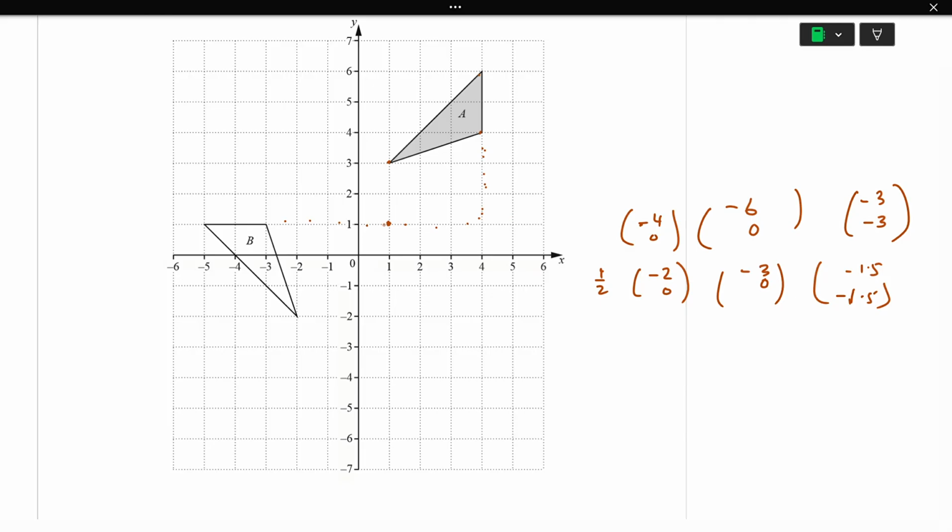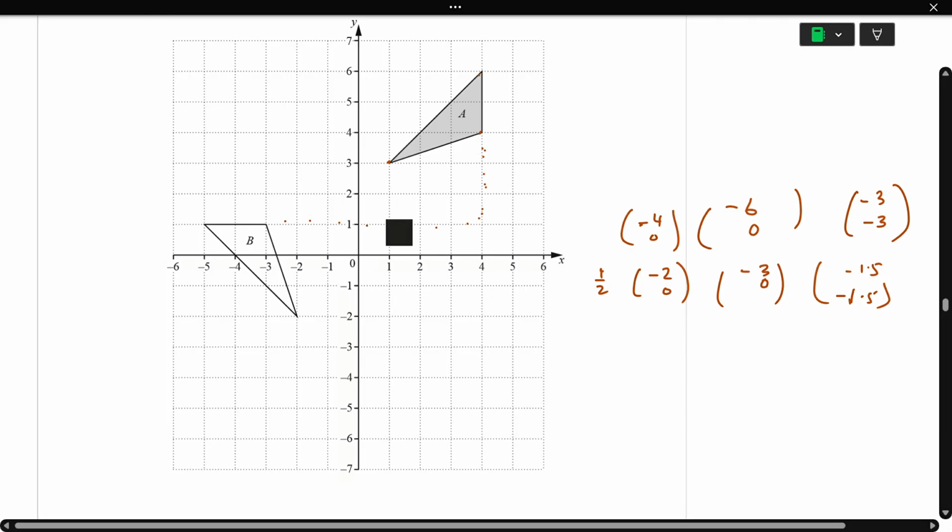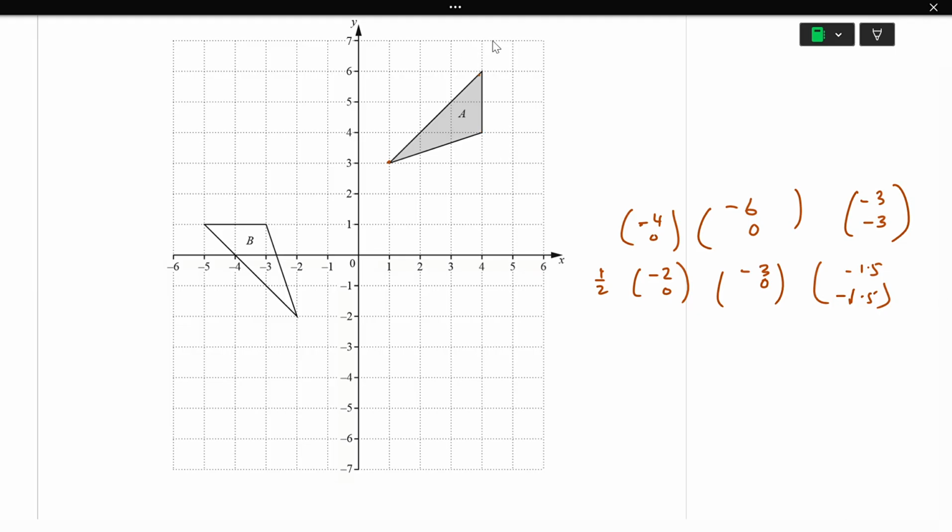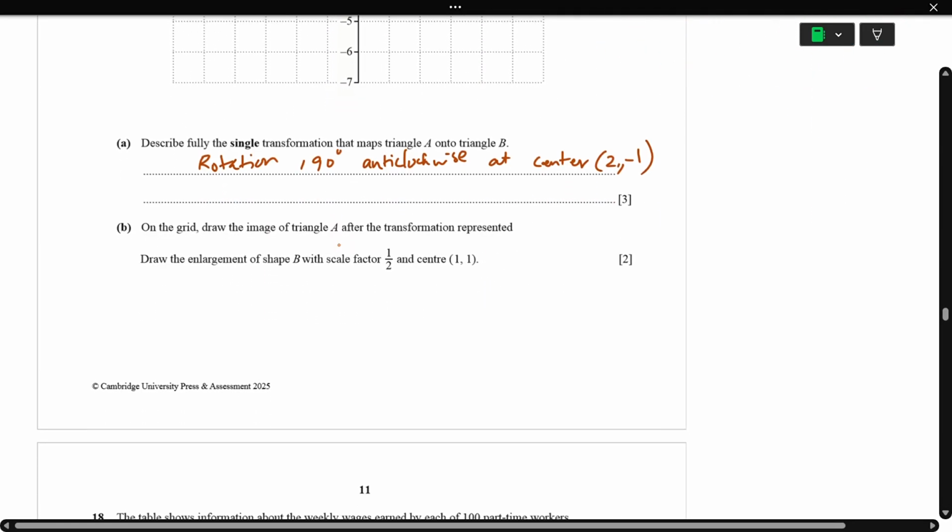I need to plot from the center. So the first one is minus 2 comma 0, the first point is going to be here. Next is minus 3, 0 is here. Next one minus 1.5 and minus 1.5, the third point is going to be here. So just draw it. Yeah, this is the transformation. The next one is done.